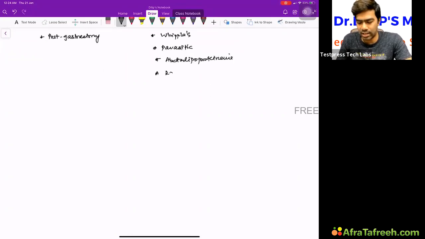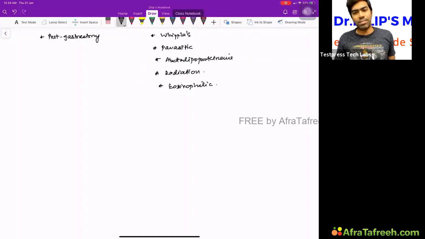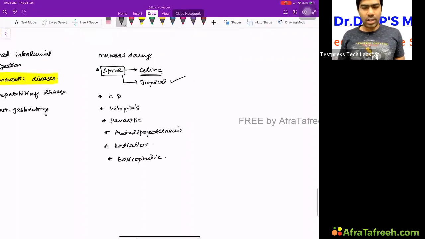And radiation enteritis. Radiation can cause severe mucosal damage, and because of that, you can get malabsorption. And there are multiple other conditions. You have something called eosinophilic gastroenteritis, which happens in Churg-Strauss syndrome and multiple other hypereosinophilic states. And we have systemic mastocytosis. We have carbohydrate intolerance. So many problems are there. But nevertheless, these are the common conditions that you need to know.